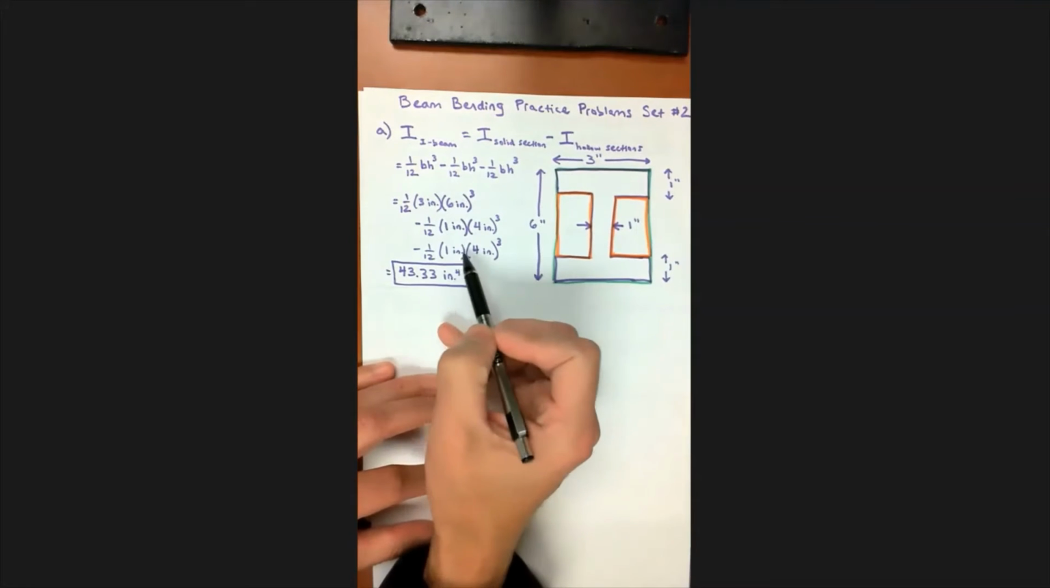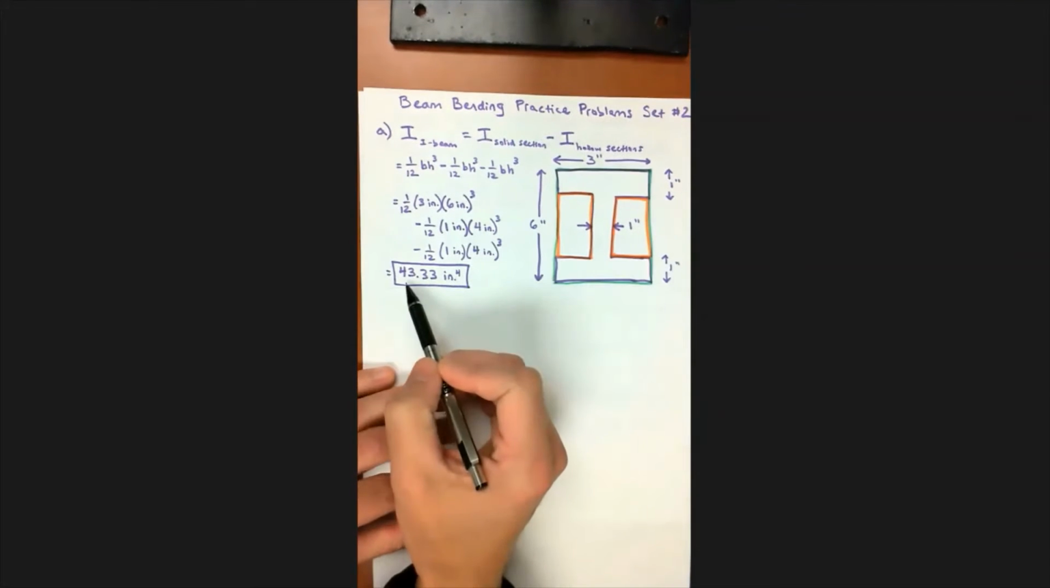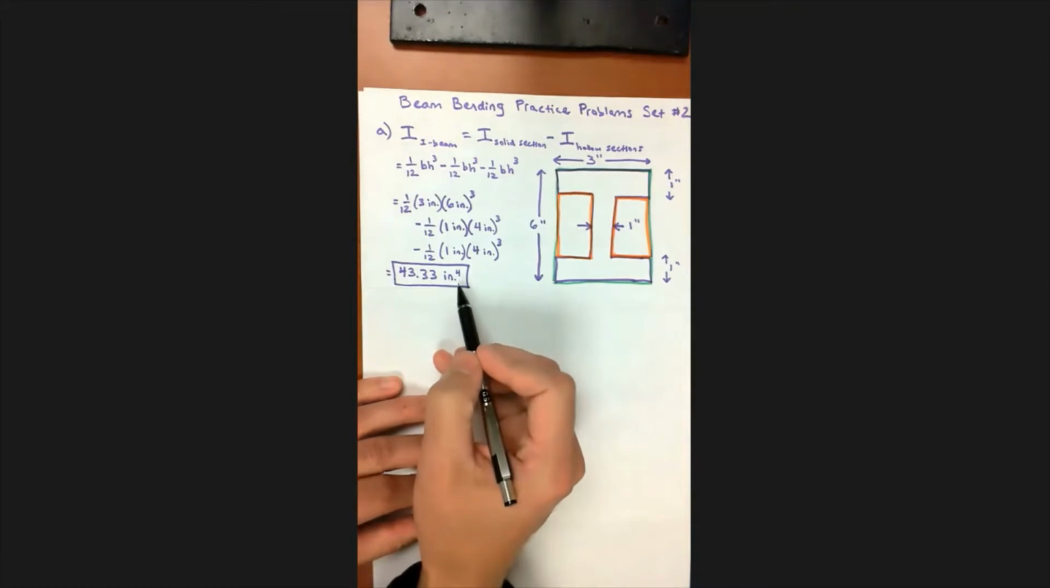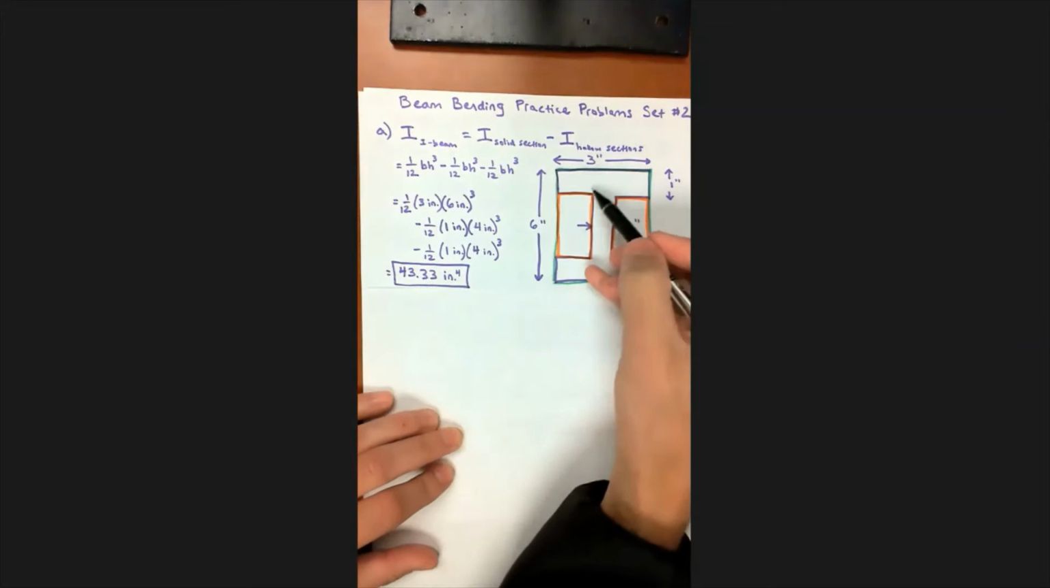So the height is 4 inches, and we cube it from the equation for moment of inertia. So you plug that into your calculator, and your result should be 43.33 inches to the 4th. That's the moment of inertia for the I-beam section.